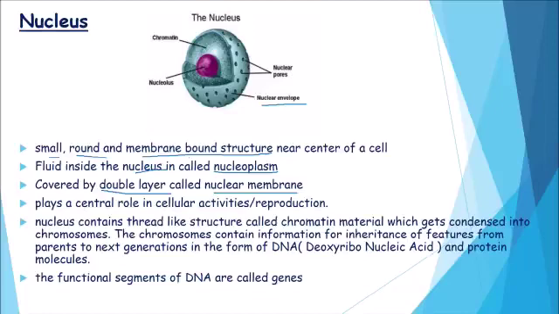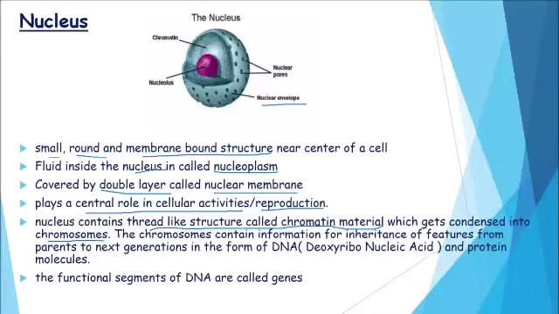Okay, and nucleus plays a central role in the cellular activities, and another special one is reproduction, right? This is why I told you that it is called remote control of the cell, because it controls various cellular activities and especially the reproduction. Nucleus, yes, it contains the thread like structures, which is called chromatin material, right? Chromatin material becomes dense. It becomes condensed to form chromosomes, right?